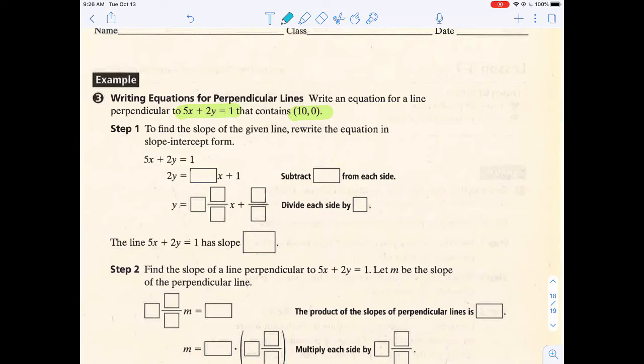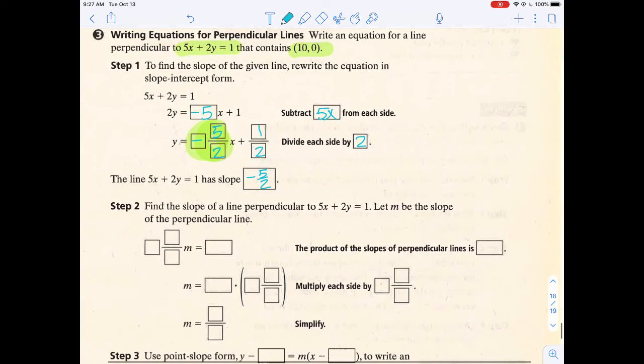So we're going to subtract 5x from each side. So we want to get y by itself. So negative 5x plus 1. Then we're going to divide each side by 2 so we can get y by itself. So negative 5 divided by 2, x plus 1 divided by 2. So right here, negative 5 over 2 is the number in front of x, so that's our slope, negative 5 over 2.